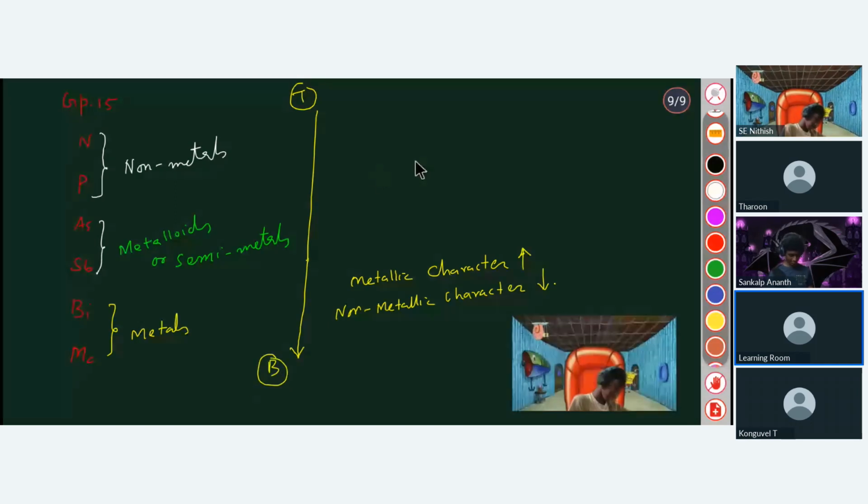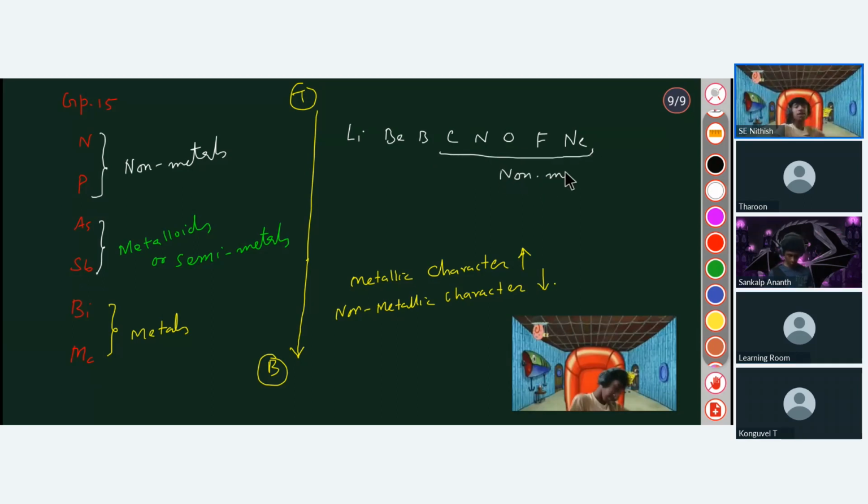And now if you talk of the period, let me write here the second period. We are having lithium, beryllium, boron, carbon, nitrogen, oxygen, fluorine, and neon. So what are these? Carbon, nitrogen, oxygen, fluorine, and neon are non-metals, right? And boron is a metalloid, and lithium and beryllium are the typical metals. Yes, sir.